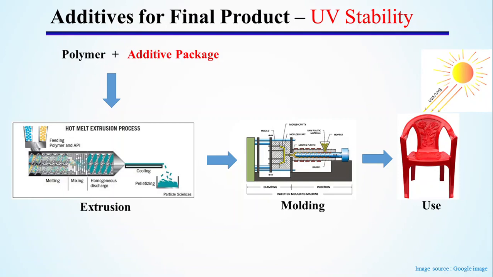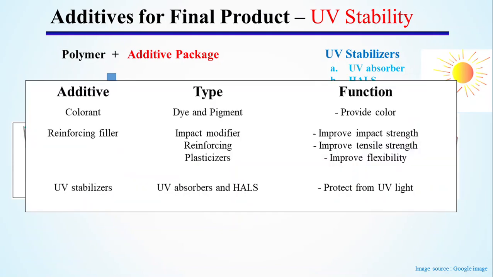So to protect the product from the harmful effect of UV light, UV stabilizers are added. There are two types of UV stabilizers: UV absorbers, which preferably absorb UV radiation, and HALs, which quench the free radicals and thus provide indirect protection. As I mentioned previously, depending upon the performance requirement of the final product and environmental condition during use, different additives are added to achieve different performance and also protect the product from the harmful factors.